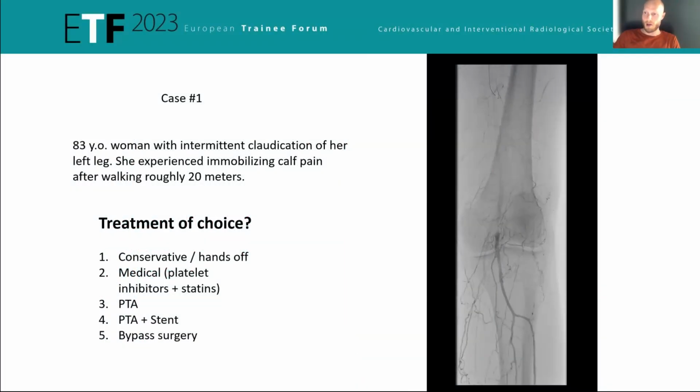So the angiography we saw is going to be our first case of the day, which was an 83-year-old woman with intermittent claudication of her left leg. She experienced immobilizing calf pain after walking just 20 meters. So what would be our treatment of choice?